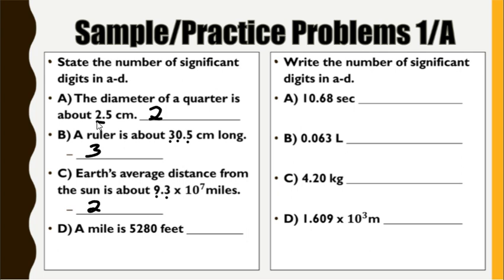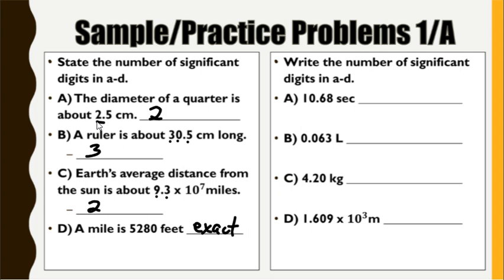And letter D, a mile is 5,280 feet. Since this is a conversion and we have an exact number in our conversion, we would call this unlimited or exact. And I'll just use the word exact. Next one, write the number of significant digits in letters A to D on the other side. So we got 10.68 seconds.